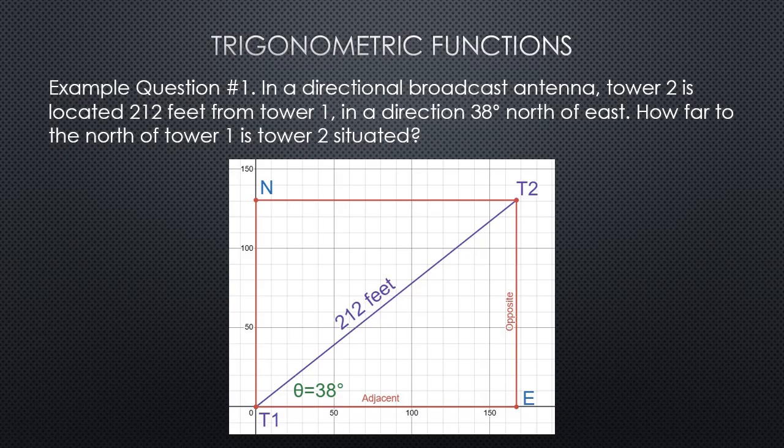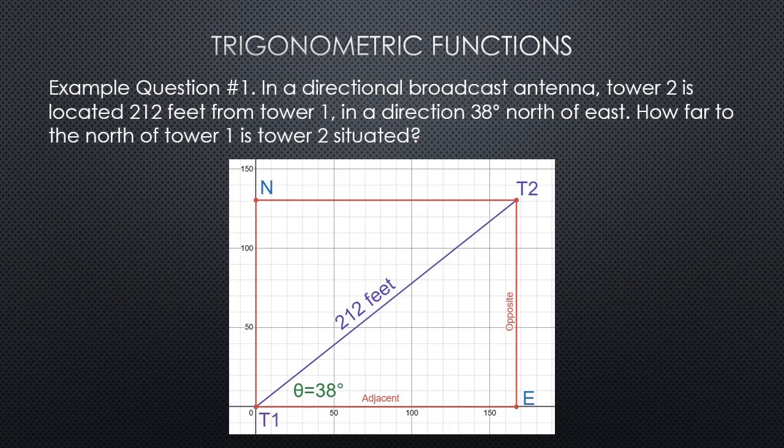All right, question number 1. In a directional broadcast antenna, Tower 2 is located 212 feet from Tower 1 in a direction of 38 degrees north of east. How far to the north of Tower 1 is Tower 2 situated? So the first thing I like to do on these is draw a picture.